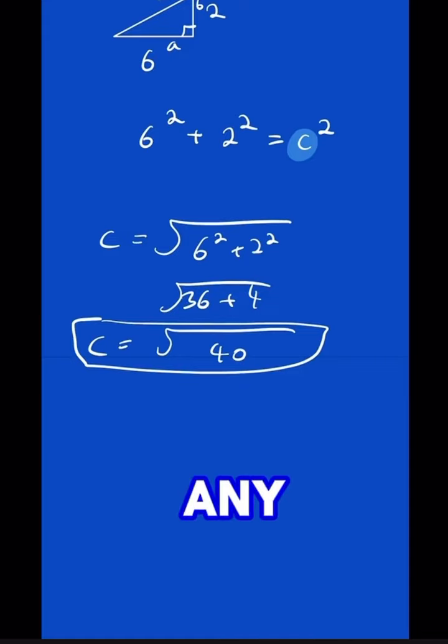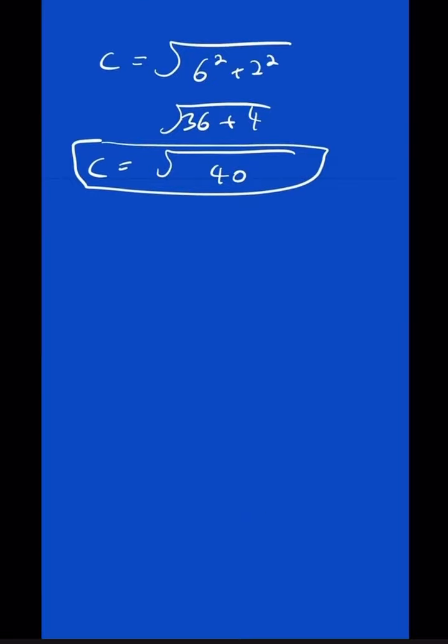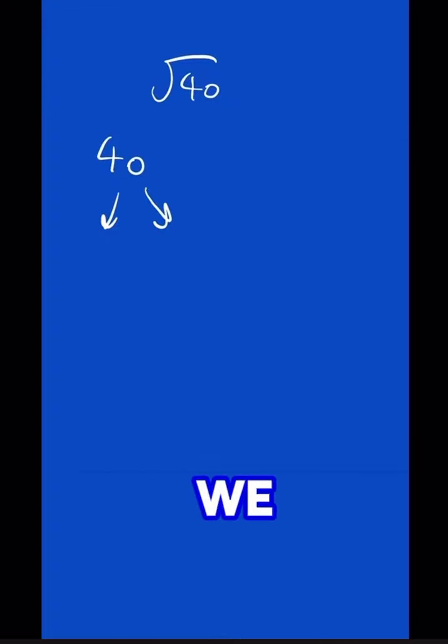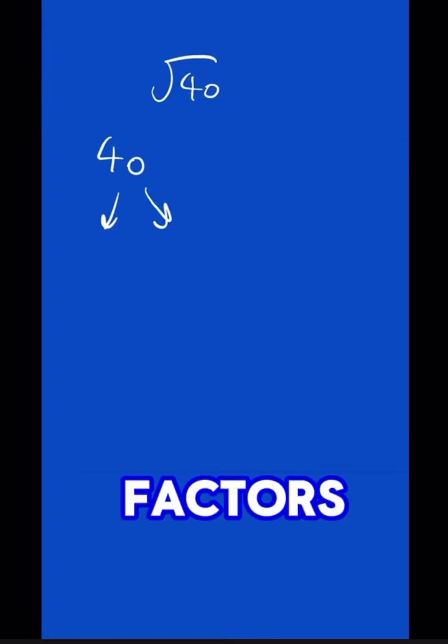Can we simplify this any further? Now, this is for the higher marks, and stick around if you know how to do this. How do we simplify the square root of 40? The way we do it is we draw a factor tree out of 40, and we think, okay, what could we take out of this as factors?